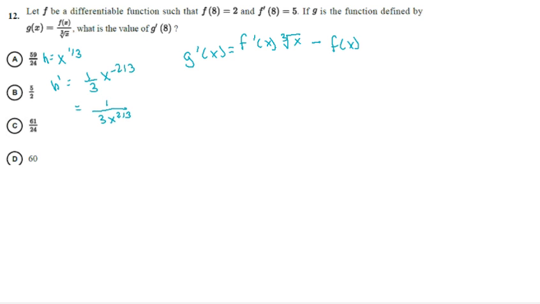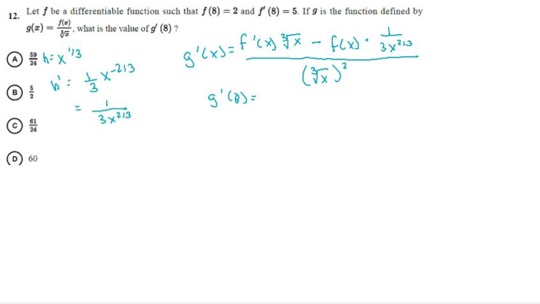All right. So that's f of x, and all of that divided by cube root of x squared. All right, so that's G prime of x. That's the derivative of G with respect to x. Now let's find what is G prime of 8.